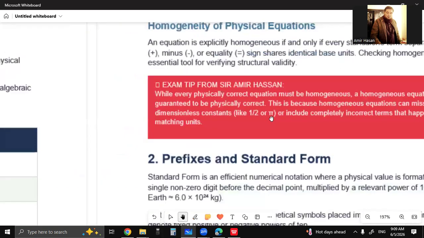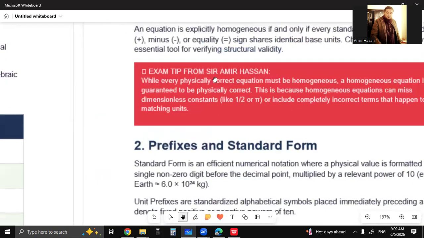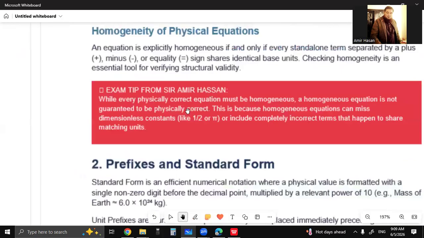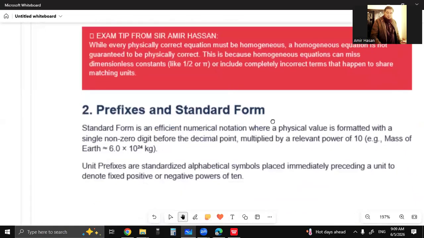This is the homogeneity. Here I wrote that every physically correct equation must be homogeneous. Must be homogeneous means the units are the same. A homogeneous equation is not guaranteed to be physically correct, meaning signs are coming, constants are coming. These signs and constants do not affect the units.